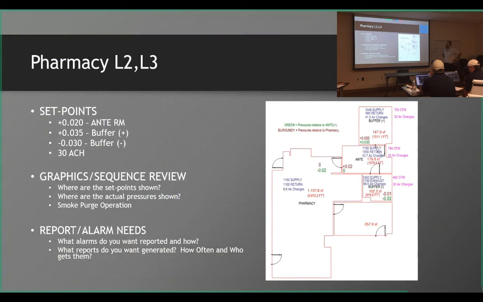Anything else on pharmacies? I didn't put the level 3 diagram up here, but I can get it for you, so that you can see how that goes together as well. It controls the same way. The airflows are just set up differently because of the 2 hoods in that pharmacy.